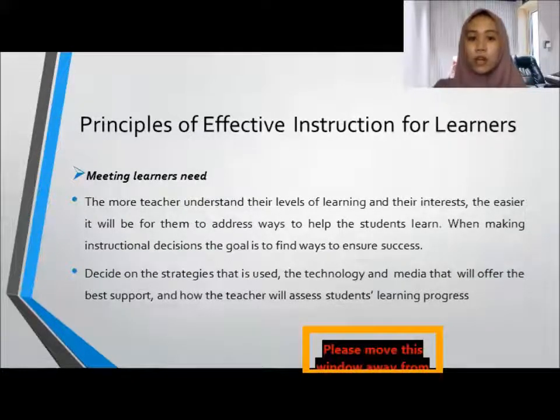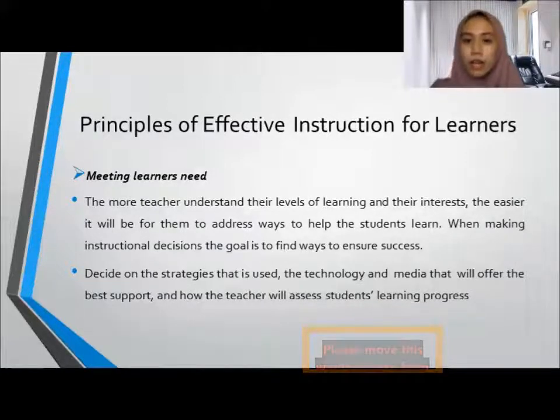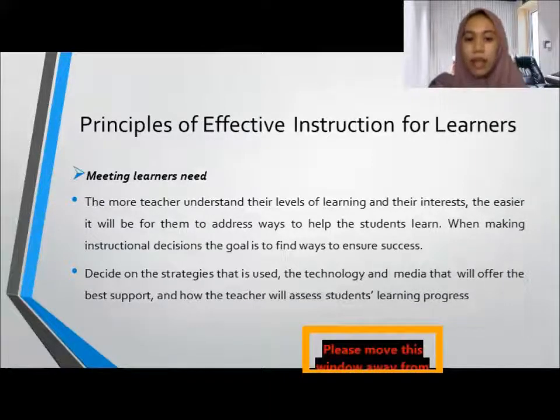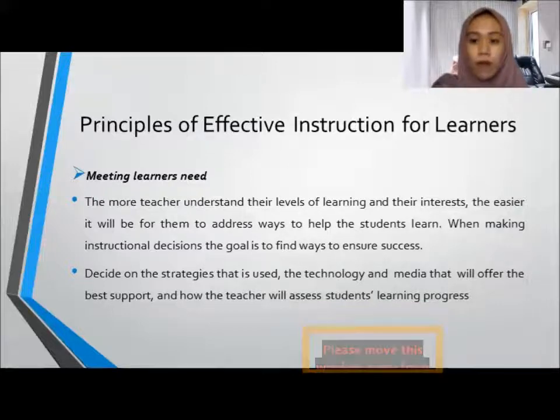Teachers also need to meet a learner's needs in creating effective instruction for learners. The more teachers understand their learners' level of learning and their interests, the easier it will be for them to address ways to help a student learn. When making an instructional decision, the goal is to find ways to ensure success. And teachers need to decide the strategies that are used, and then the technology and media that will offer the best support, and how they will assess the students' learning progress.